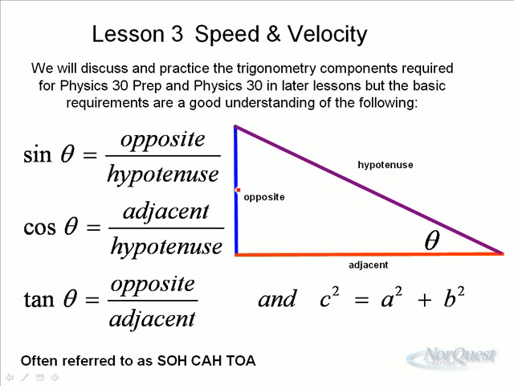Sine, cos, tan is often referred to as SOHCAHTOA, and again, this information is usually supplied with the formula sheet in your Physics 30. You're expected to know how to use this, but this is just given as a gentle reminder of some of the basic details of it.